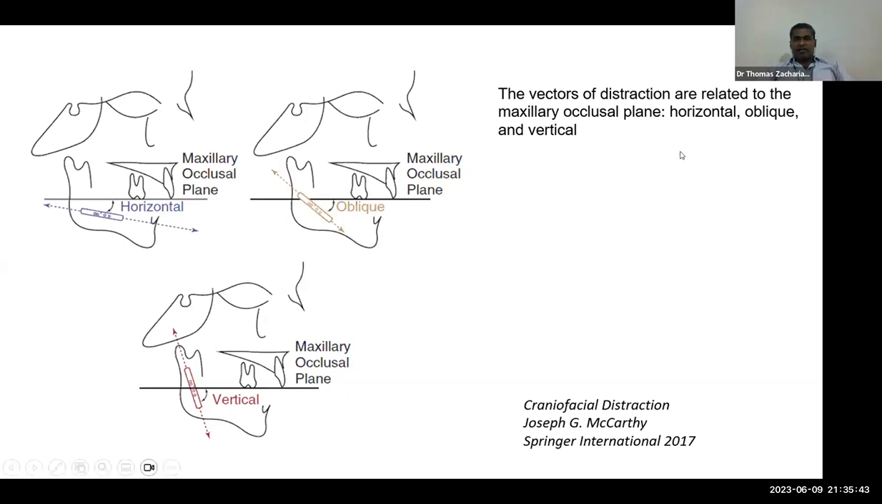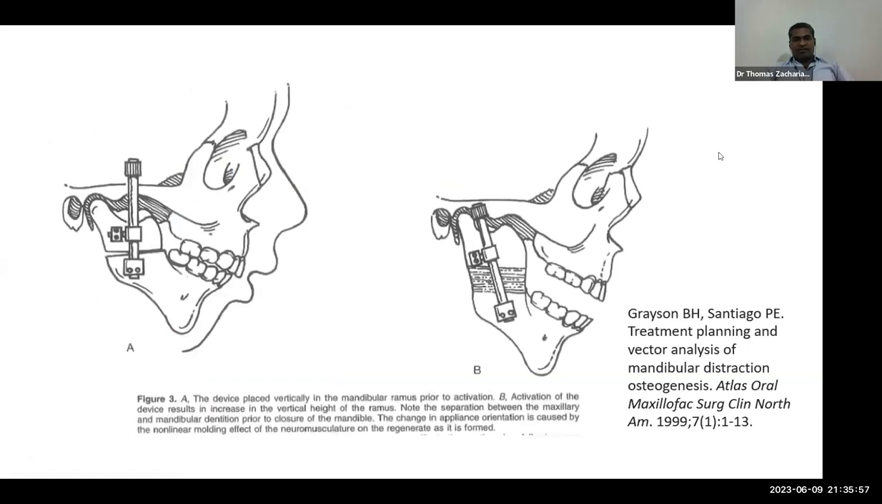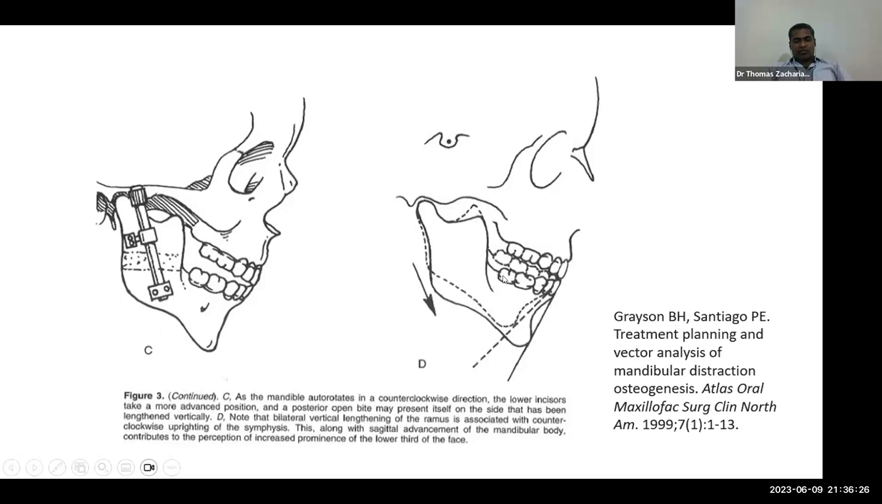The distraction can be related to the maxillary occlusal plane, which he has given as the reference point. It can either be horizontal, vertical, or oblique. If you are keeping the distraction device perpendicular to the maxillary occlusal plane, there is going to be a vertical elongation of the mandible, and then there's going to be an open bite. You can do callus molding. With the soft callus you can use elastics to bring the mandible forward. So by keeping the distractor perpendicular to the occlusal plane, you get an advancement of the chin.